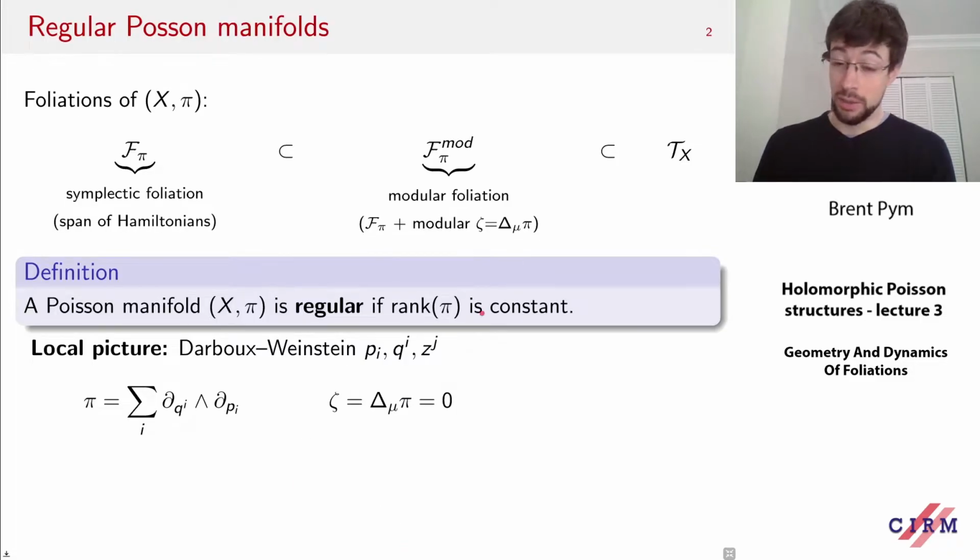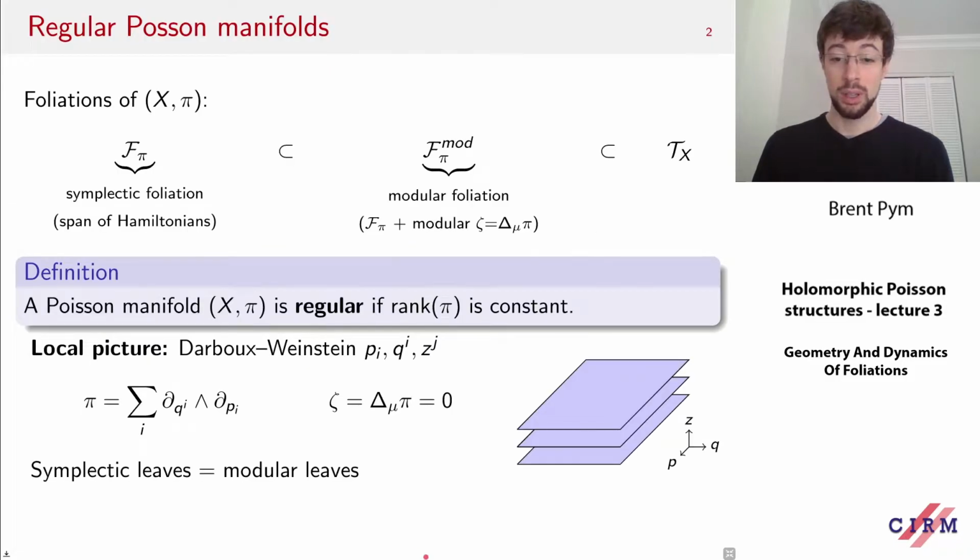And then if you calculate this modular vector field, which recall is the divergence of the Poisson tensor, well, it's the divergence of something constant, so it's 0. So the upshot is that the symplectic leaves and the modular leaves are the same. This zeta doesn't add anything new to the symplectic leaves. And the picture, remember, is that the symplectic leaves are moving in the q and p directions, keeping z constant. So here's a rough picture of what that looks like.